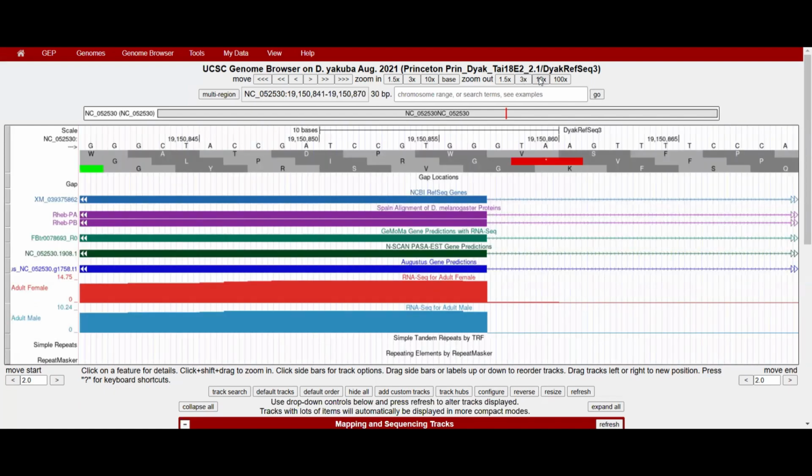The GT splice donor site closest to 19,150,856 is located at 19,150,858 to 19,150,859, which is supported by multiple lines of evidence such as our NCBI-RefSeq genes, our spawn alignment of D-melanogaster proteins, and the Gemoma, NSCAN, and Augustus gene predictions, as well as our RNA-seq read coverage from samples of adult females and adult males. Since we have located the exact coordinates of our splice donor for CDS1, this also means that our ending coordinate for the coding region of CDS1 will be right before our splice donor at position 19,150,857.